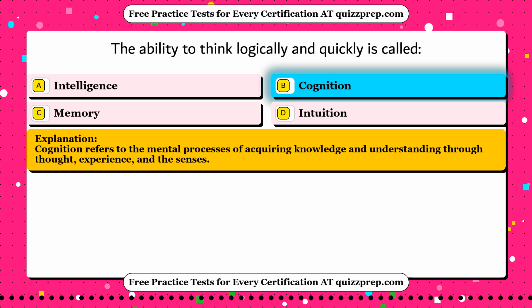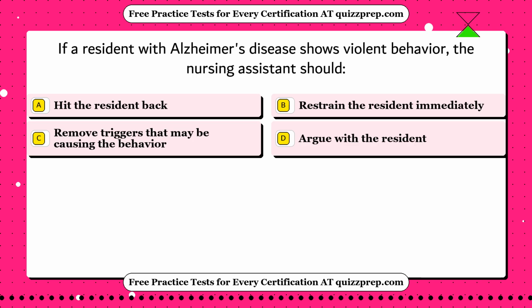Question 10. If a resident with Alzheimer's disease shows violent behavior, the nursing assistant should: Option A, hit the resident back. Option B, restrain the resident immediately. Option C, remove triggers that may be causing the behavior. Option D, argue with the resident.